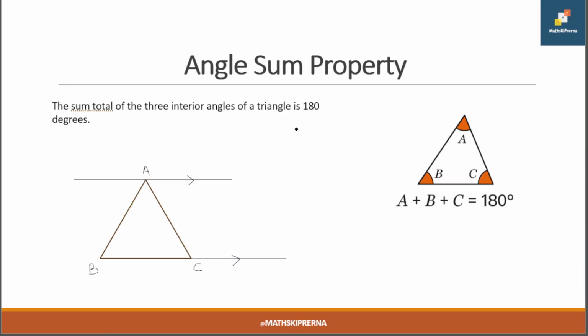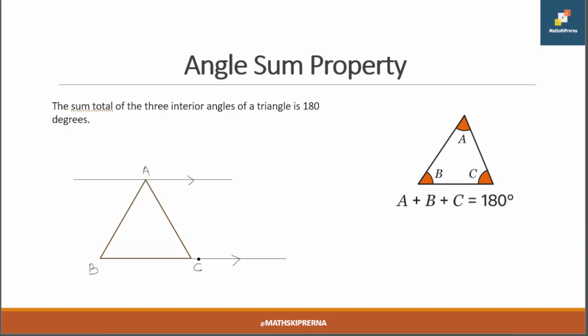There is another important property which is regarding the interior angles of the triangle. As per this property, the sum total of the three interior angles of a triangle is 180. So we can see this triangle, and in this A plus B plus C is 180. We can quickly prove this by below diagram.